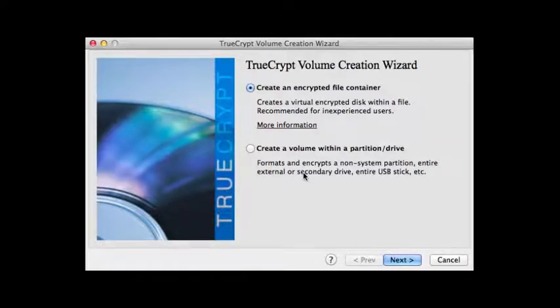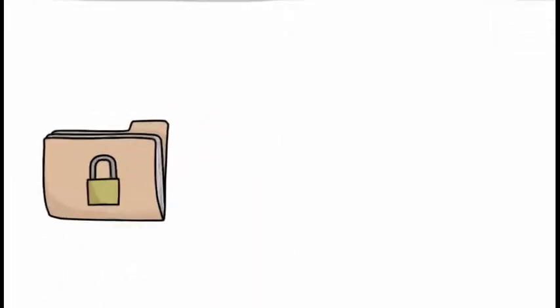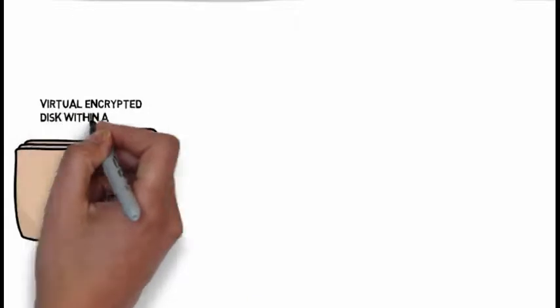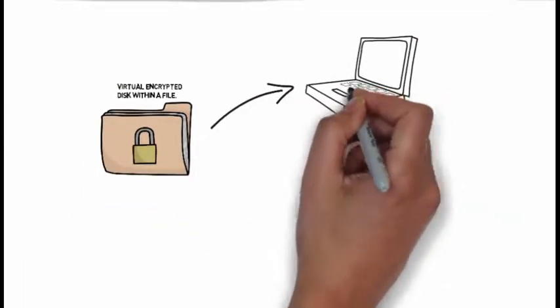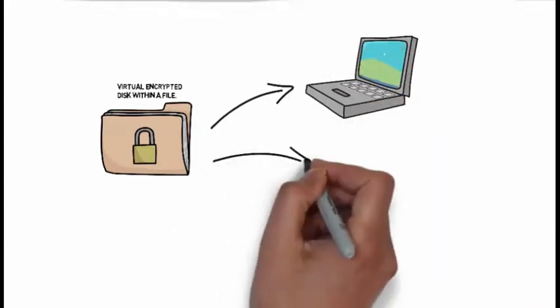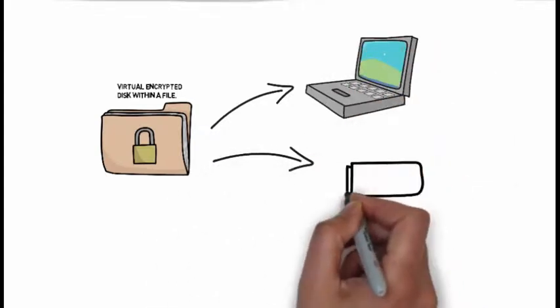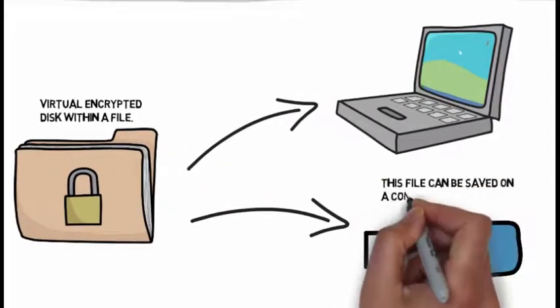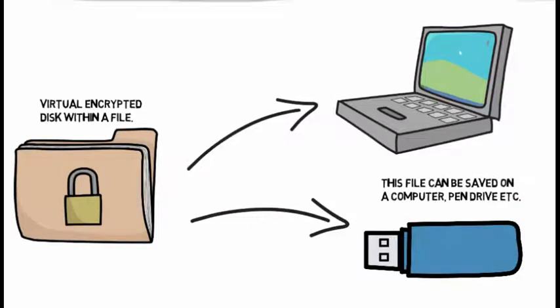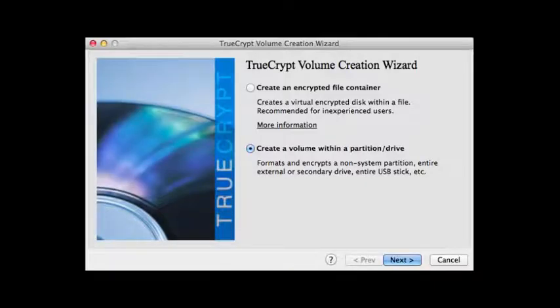We should first talk about what an encrypted file container means. This is going to create a virtual encrypted disk within a file. The second option is to create a volume within a partition or a drive.